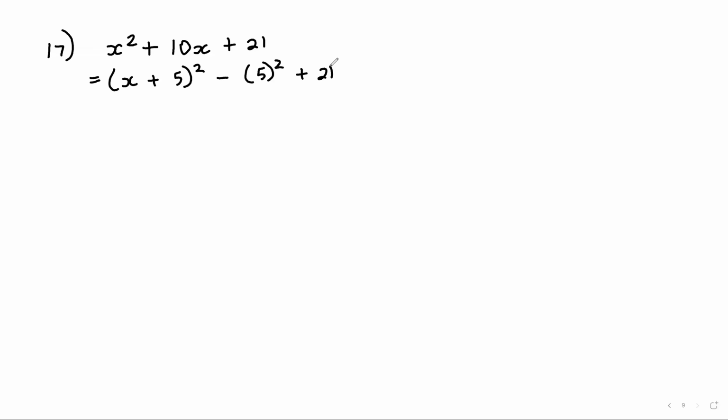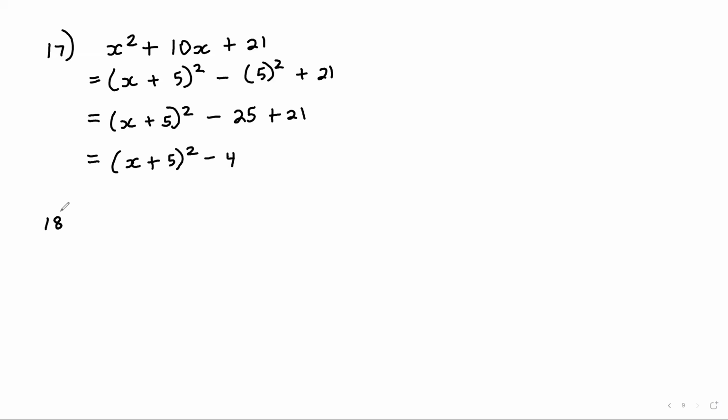Finally, oh no, not finally, second to last one, number 17 is x squared plus 10x plus 21, right? So you take half of it. So this would be x plus half of 10, which is 5. So x plus 5 squared minus 5 squared plus 21. So this would end up being x plus 5 squared minus 5 squared, which is 25, plus 21. So again, minus 25 plus 21 is the same as saying 21 take away 25, which is negative 4.